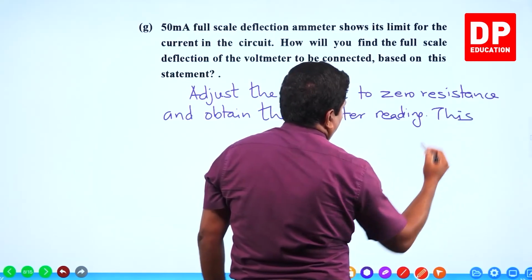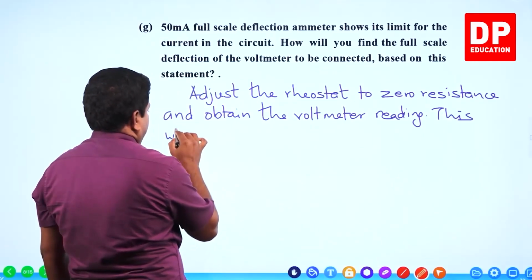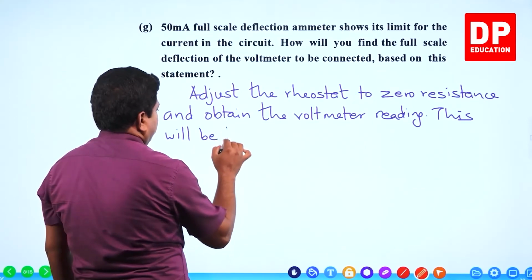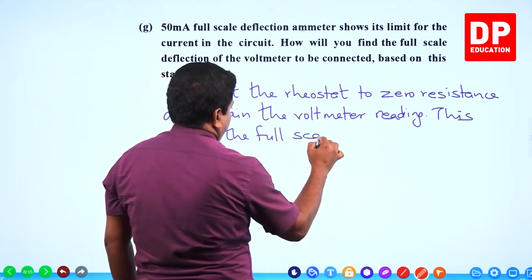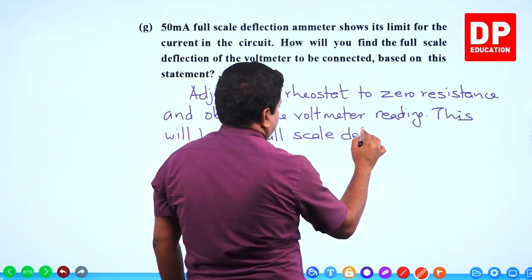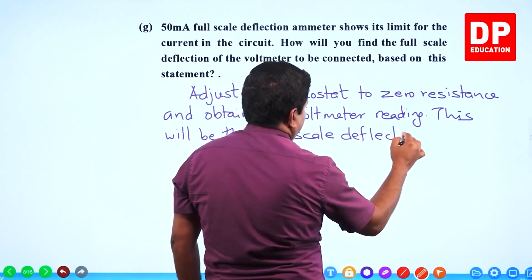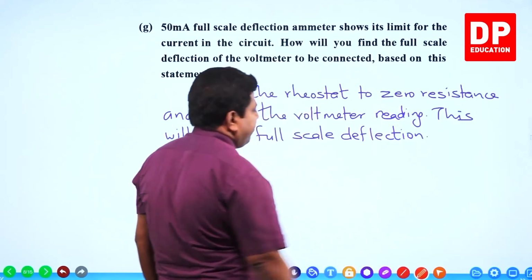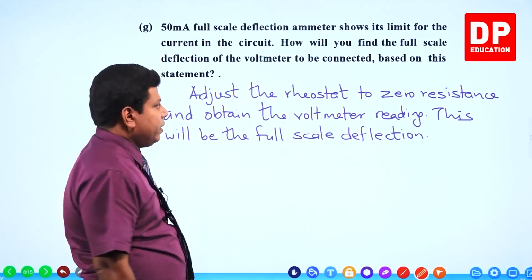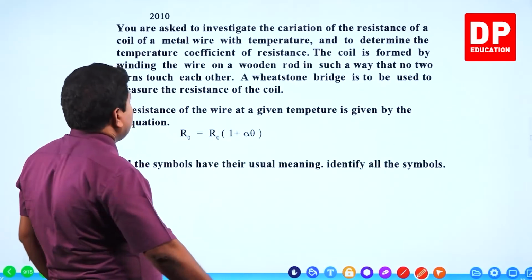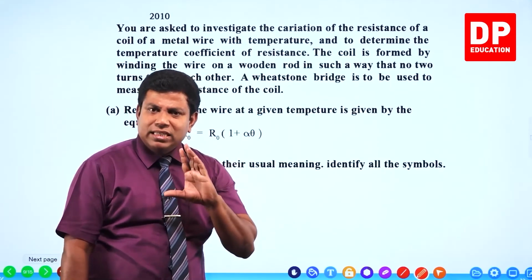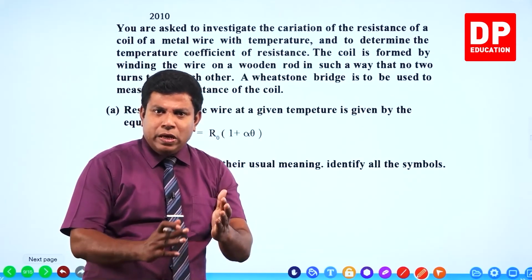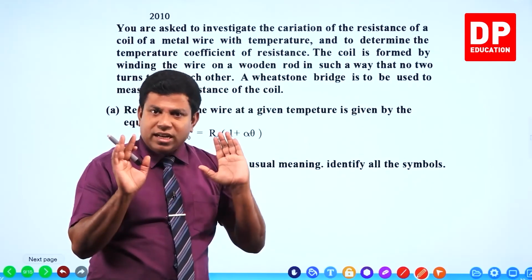This will be the full scale deflection. Clear? Next. That's all in that paper. So very straightforward, very easy questions. There is nothing much to be thinking too much, twisted, nothing like that.